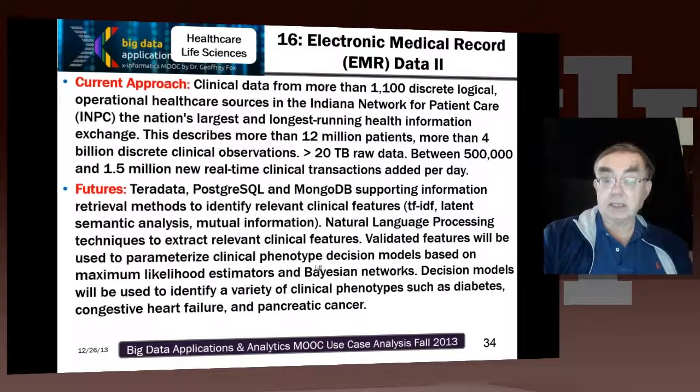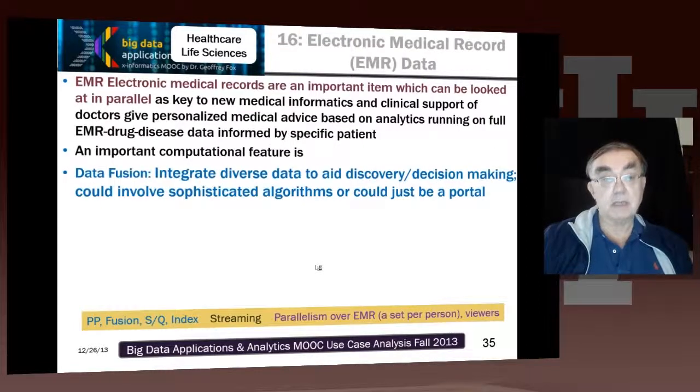Then these machine learning models will be able to work in areas such as diabetes, heart failure, and cancer. We will have a diabetes use case later on. So this particular use case 16 introduces a couple of important concepts in its classification. Electronic medical records is a very important item which we do parallelism over.